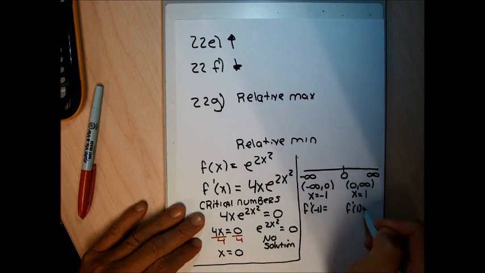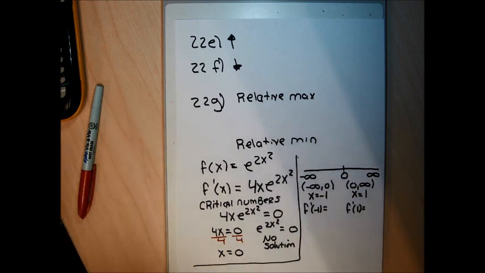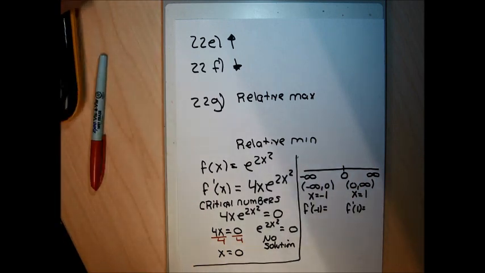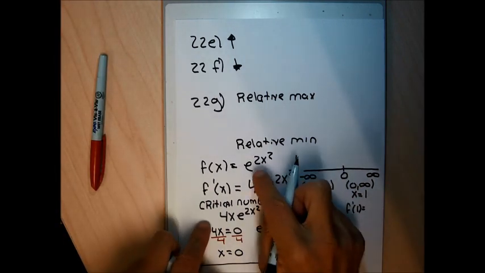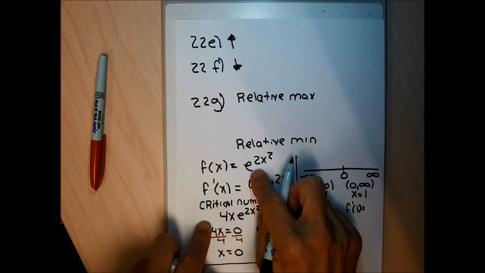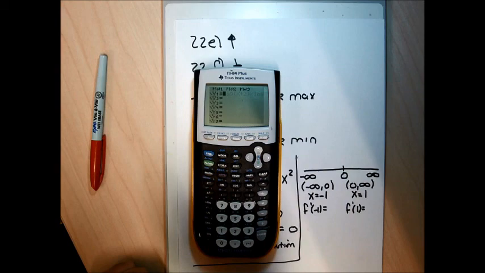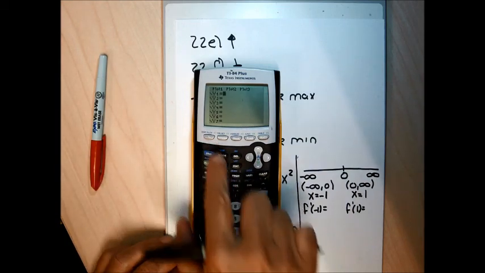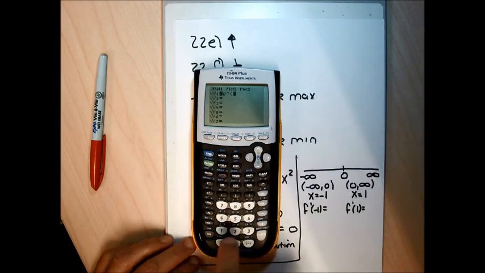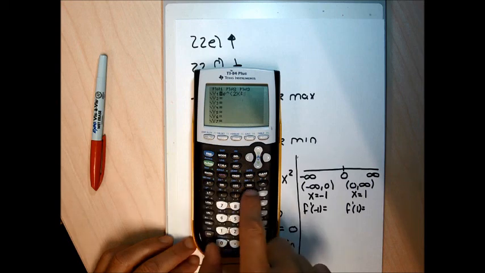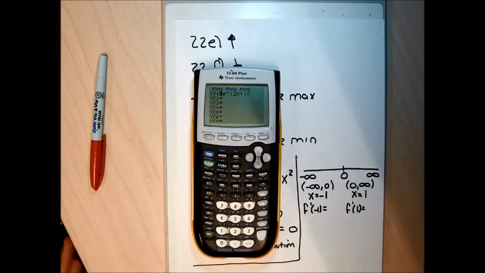And all through this section, we've been using the dy dx feature of our calculator to do this. So I'm going to enter this function, f of x equals e to the 2x squared, in my y1. So f of x equals second and ln for the e, and then 2x squared, close that parentheses.